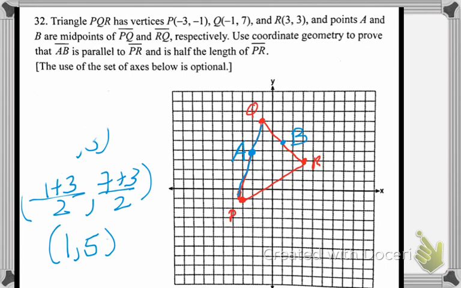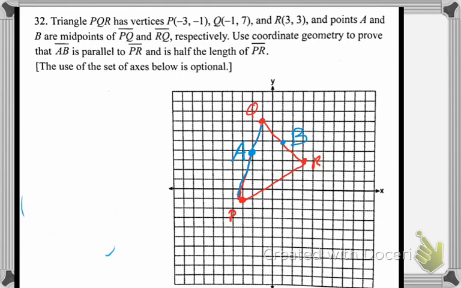Okay, so it says that those are midpoints, and we need to prove that AB, I just erased my beautiful picture, that AB, let me get those points back. It was 1, 5, and, okay, my picture's back. Alright, so we need to first prove that AB is parallel to PR. So all you have to do is find the slopes.